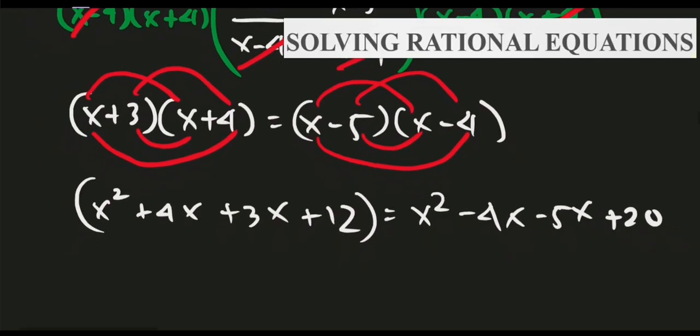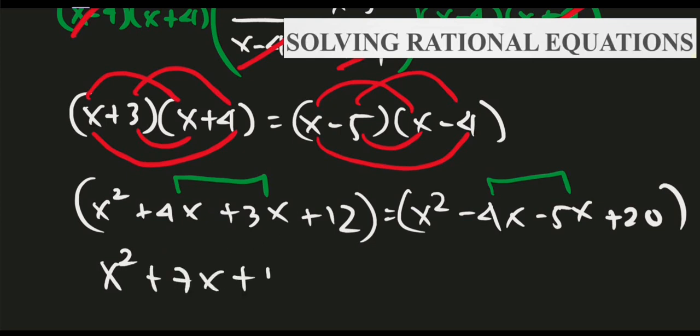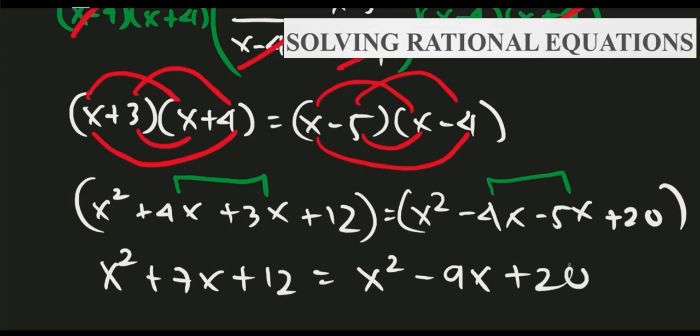Therefore, we have these similar terms, 4x and 3x. And for the right hand side, we have negative 4x and negative 5x. So let's simplify those terms. Therefore, it will give us x squared, and 4x plus 3x will give us 7x, so plus 7x plus 12, and that is equals to x squared again. Negative 4x minus 5x, that is equals to negative 9x. And copy the remaining plus 20.